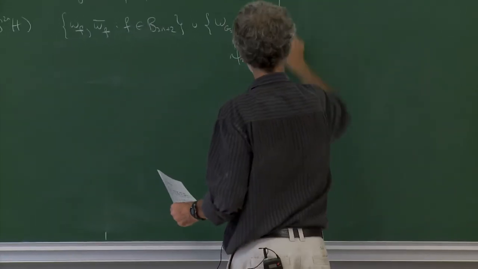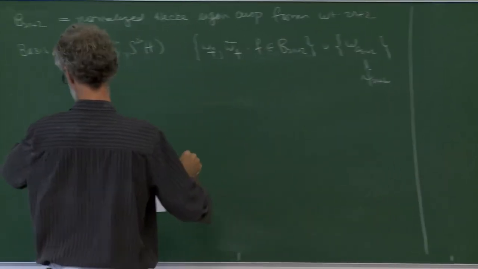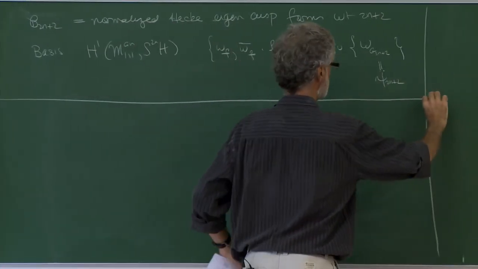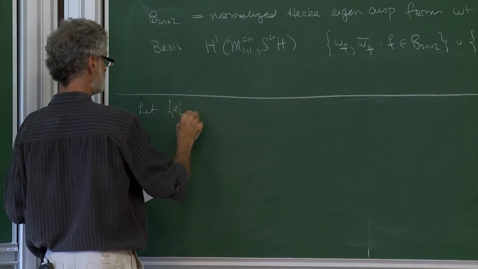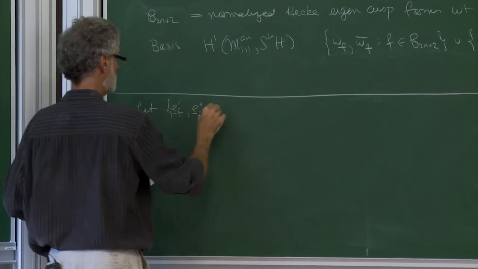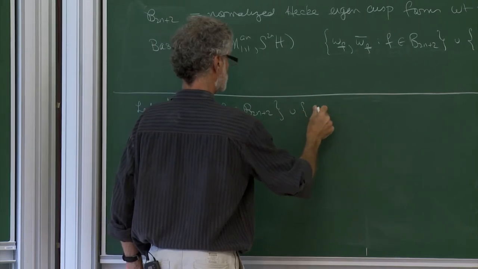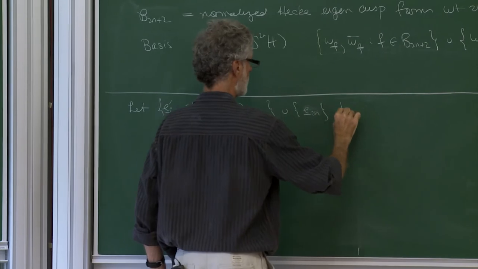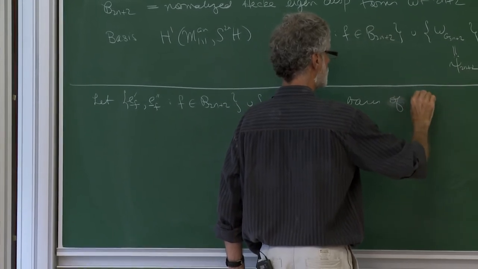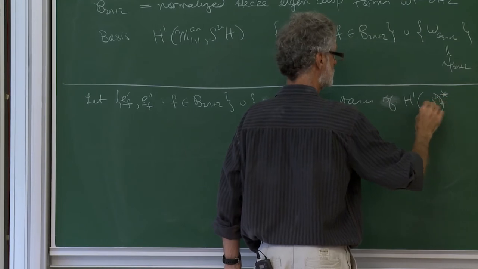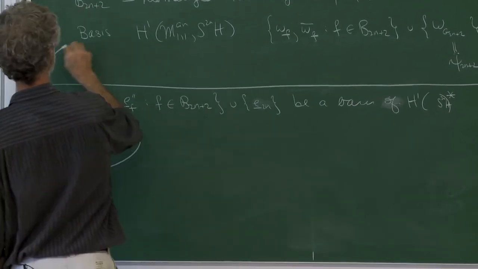All right, so maybe I'll write this down very quickly, and then I'll stop for a break. But let's try to put this together. Let E_F prime, E_F double prime, F in B 2n plus 2, be a basis of H1 dual to the above, dual to this one up here, right?